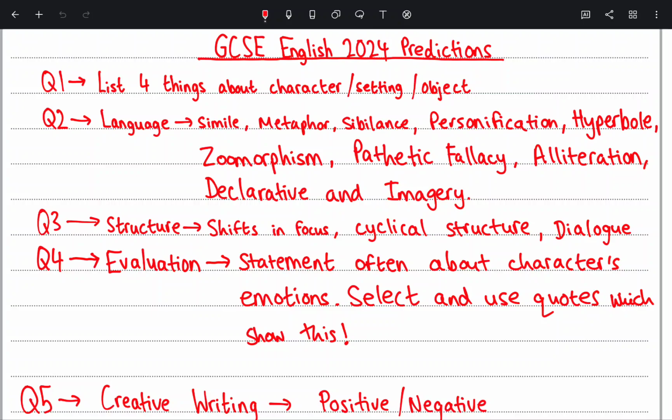Now, question one is always list 4 things about a character, the setting, or the object. So these are common questions that they ask you, and all you have to do here is simply list 4 sentences. So what are 4 things you understand about the abandoned house, for example? Do not write one-word answers, okay, because that doesn't show the examiner that you've understood the question.